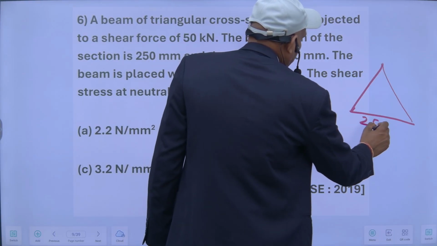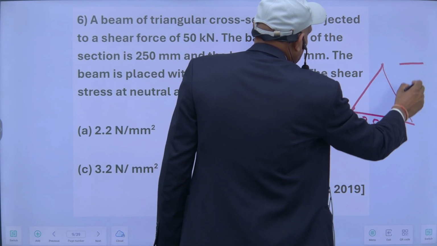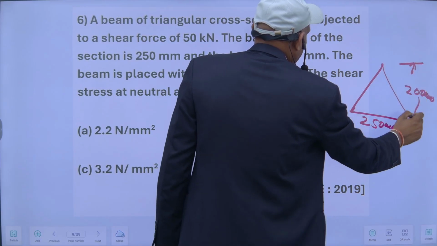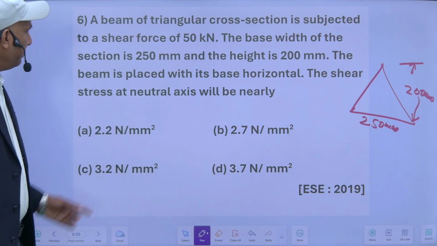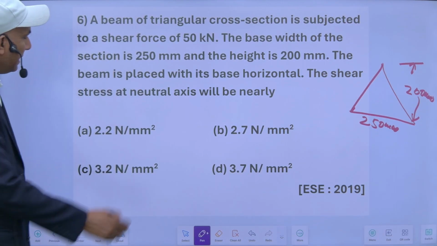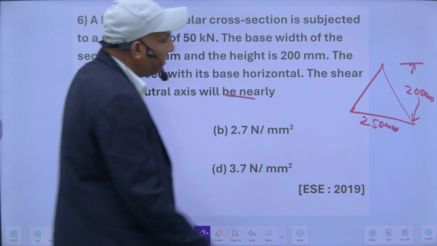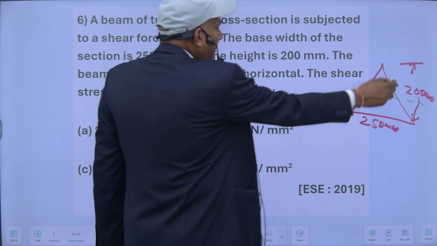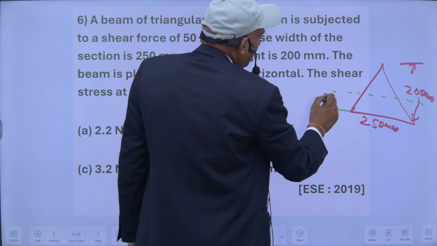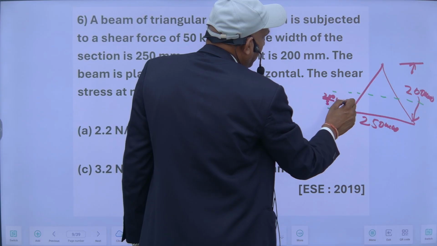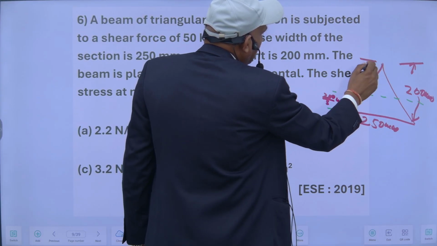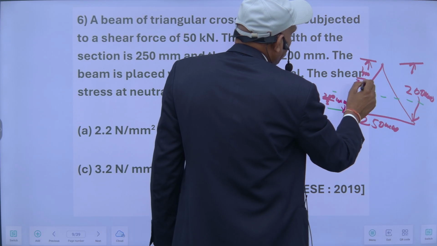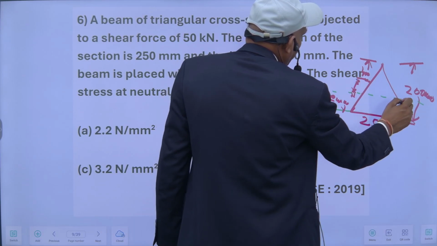250 mm and it is 200 mm is the height. So the beam is placed with its base horizontal. The shear stress at the neutral axis. Its neutral axis will be here. So it will be 1/3 of this one, so it is 200 divided by 3 mm, and the other part will be 2/3, means 400 by 3 mm. So this is the neutral axis position.